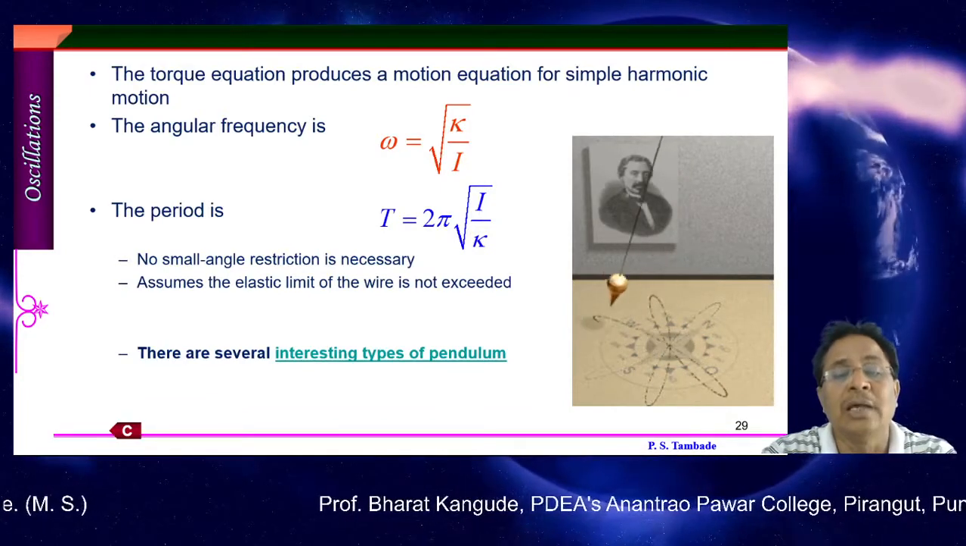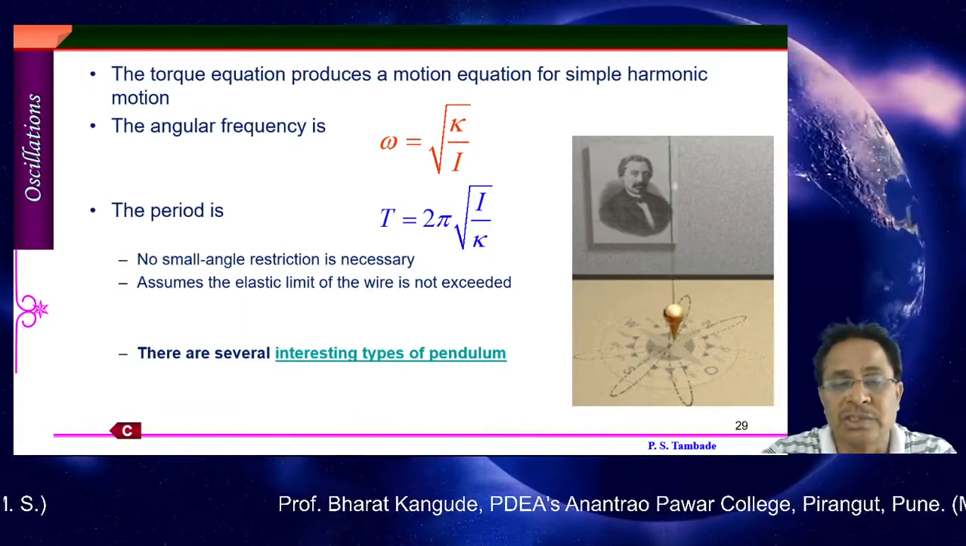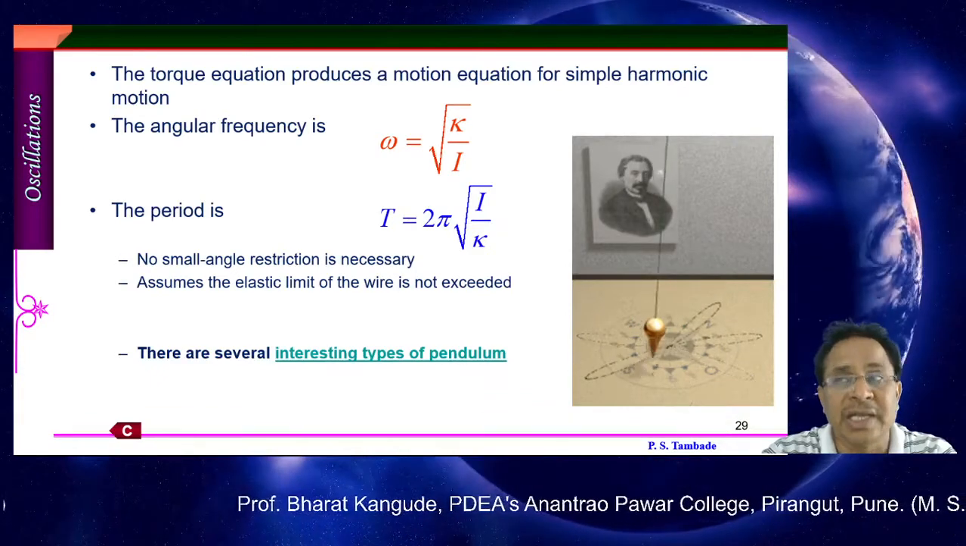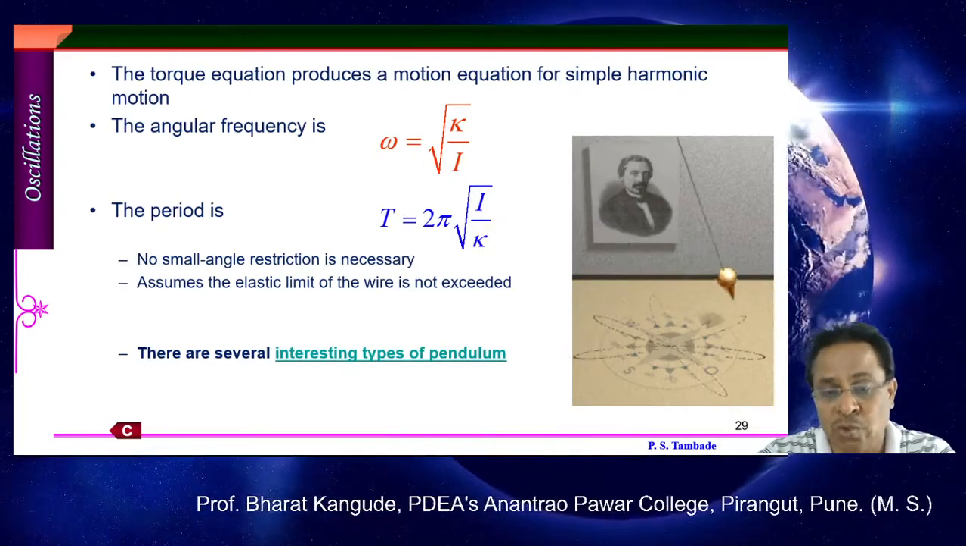So no small angle restriction is necessary in this case. The angle can be anything, it doesn't matter. This equation is valid all the time, and this assumes the elastic limit of the wire is not exceeded. Till then, this torque will be proportional to the angular displacement.